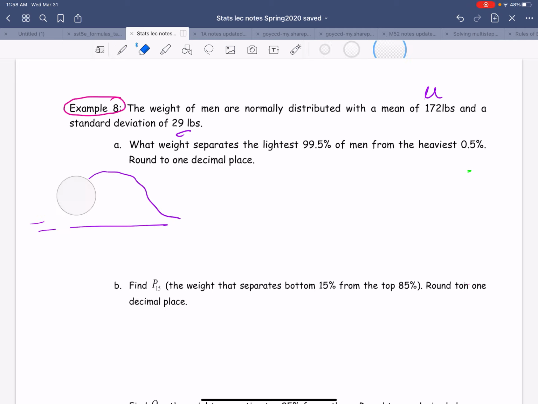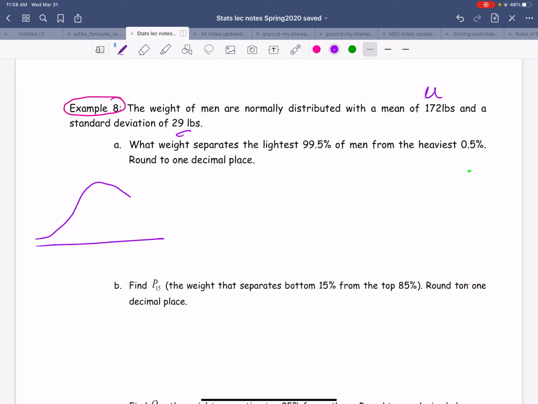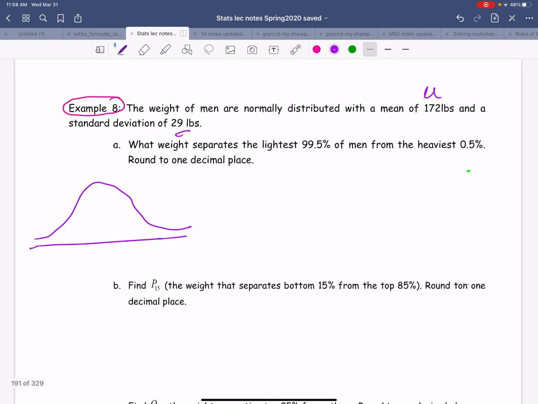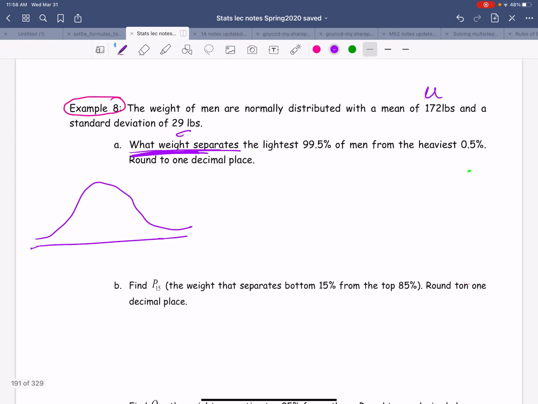We're not looking for the probability. We're looking for the data value, because it says what weight separates. We're not looking for the area, not looking for probability. We're looking for the weight, which is the data value. So the first step is to find the z-score. What z-score has the lightest 99.5%? So what z-score has 0.9950?